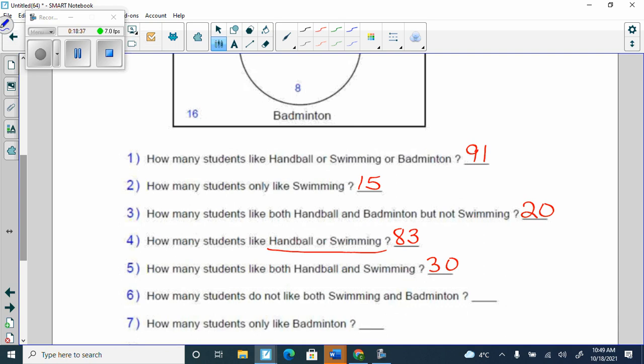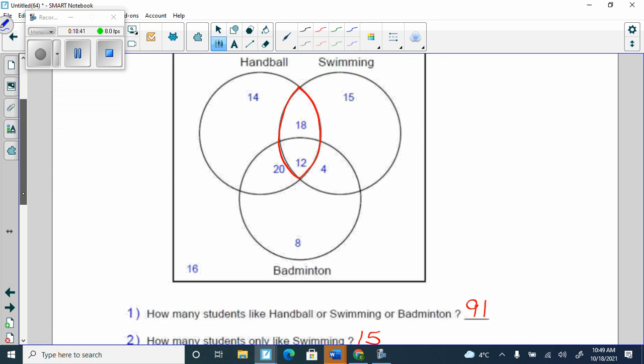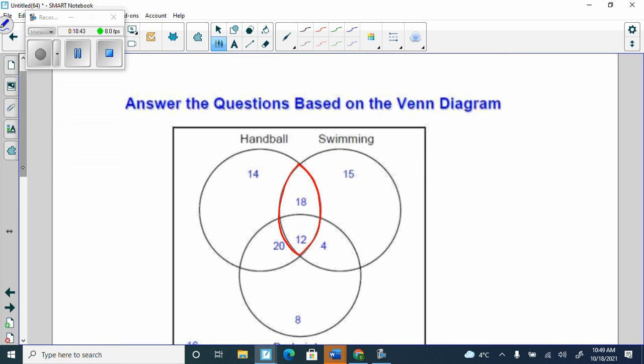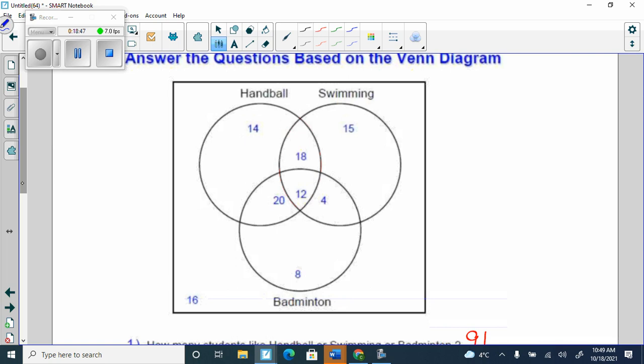How many students do not like both swimming and badminton? Do not like both swimming and badminton. Swimming and badminton is those 16. So I actually have to not include those, and I have to include everything else plus the 16 out here, right? Which should be 91. Because I just took the 16 off of here and added the 16 back in. So 91.